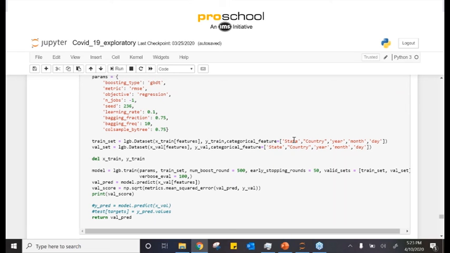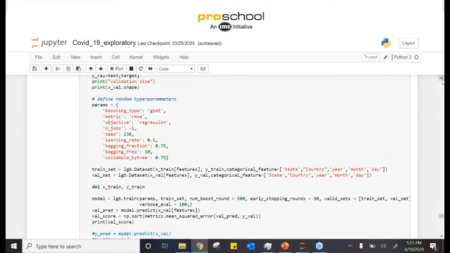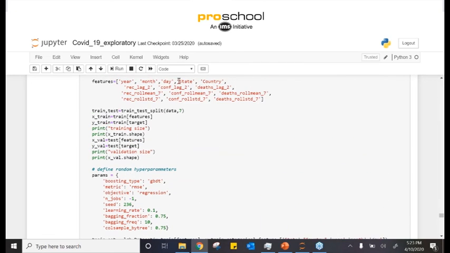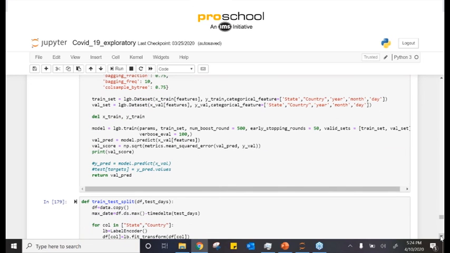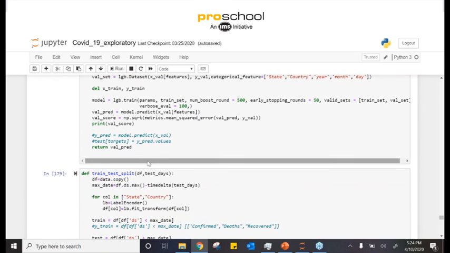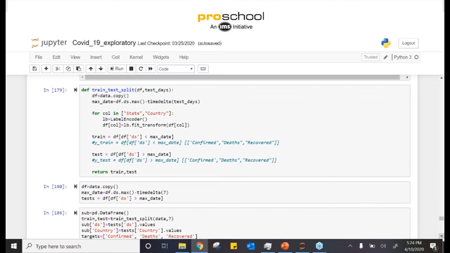But since recovery lag values, recovery rolling mean, and recovery rolling standard deviation are continuous data, what will happen is that it will try to convert the continuous data into categorical data, and after that the trees will function much more smoothly. That's why it is fast and also giving much more accurate results. So in this way, I'm going to return the prediction values, and obviously I'm going to use a train test split here. The train test split would not be a simple scikit-learn train test split because it's time series data.